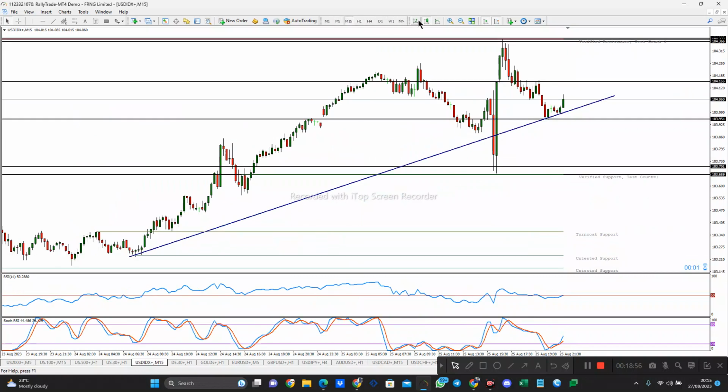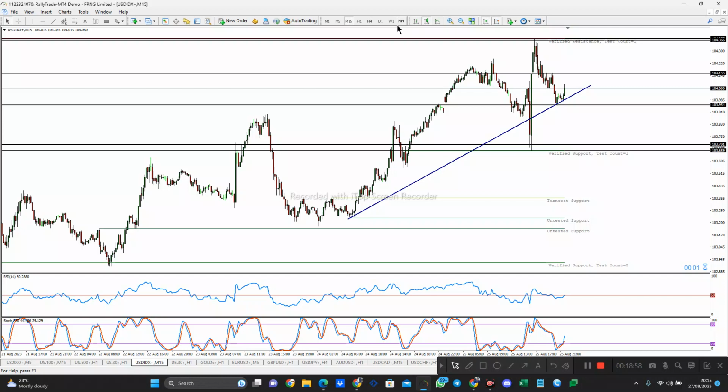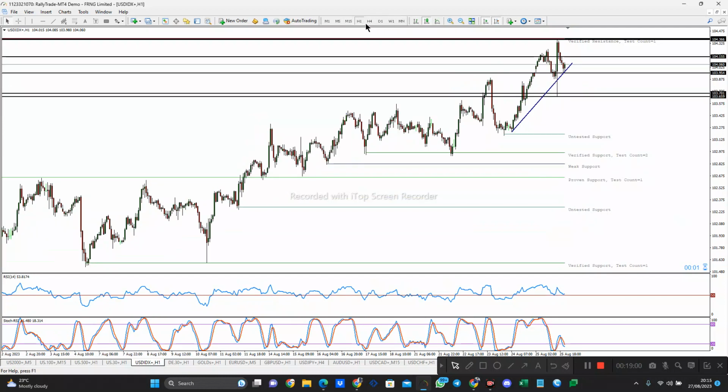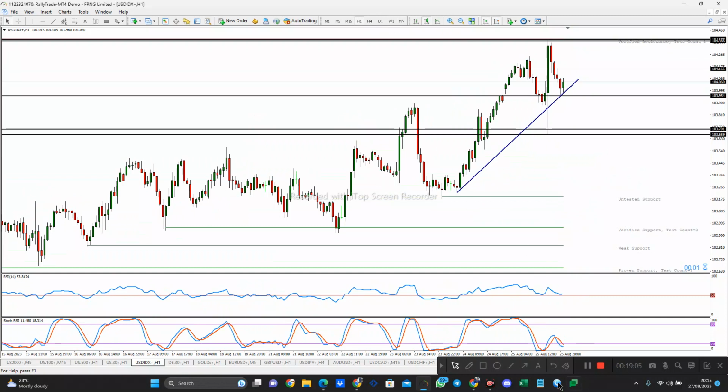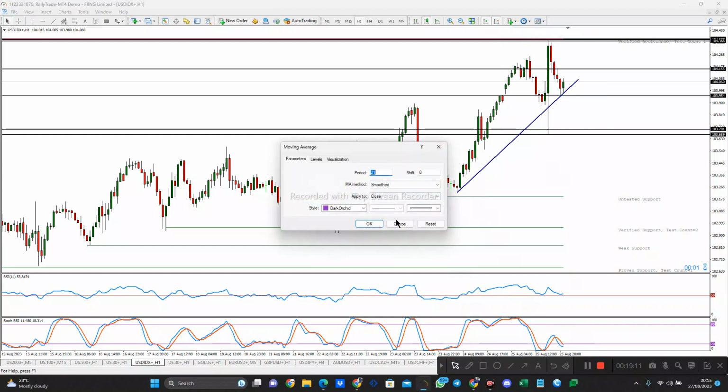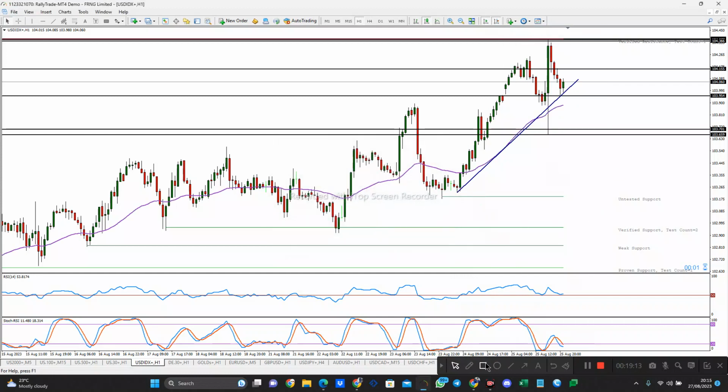Okay, so what we want to do now, we know that the trend is upwards. Now you can see that if you wanted to buy, these are the likely areas. Let me add my moving average to see what's happening. If you want to buy now, for some of us, we might want to buy once the price goes above the moving average.